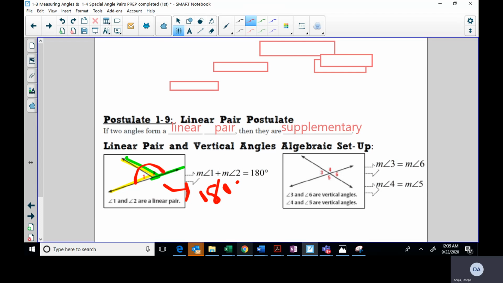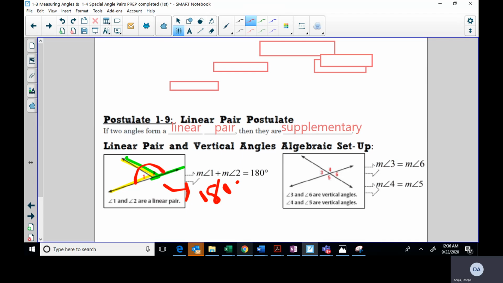Now, how will we do the vertical angle setup? If we have to solve for one of the angles of a vertical angle, how will we do it? We clearly said in previous slides that vertical angles are formed when two lines intersect.